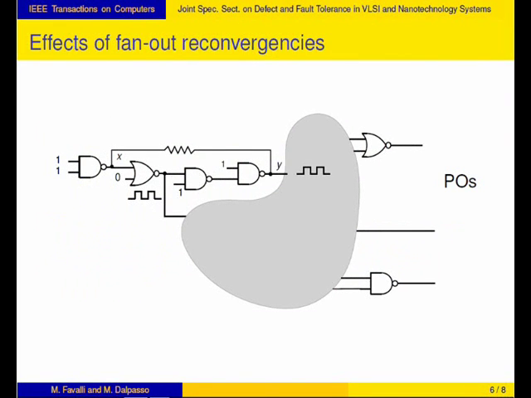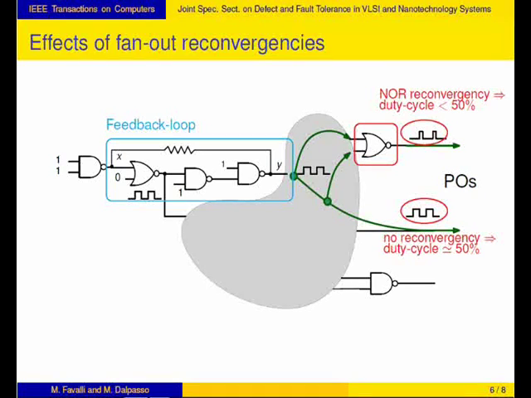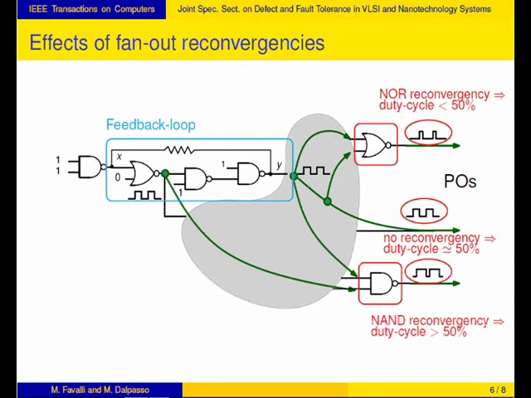When considering the propagation of fault effects, we also have a modeling problem. If a single path is sensitized from the feedback loop to a memory element, the duty cycle of the waveform remains almost unchanged, but the same does not happen if the oscillating signals are propagated along multiple paths that reconverge on a single gate. Here, we have an example of recombination at a NOR gate that results in a duty cycle reduction, and here we have an example of recombination at a NAND gate that conversely results in an increase of the duty cycle depending on the fault-free values of such signals.